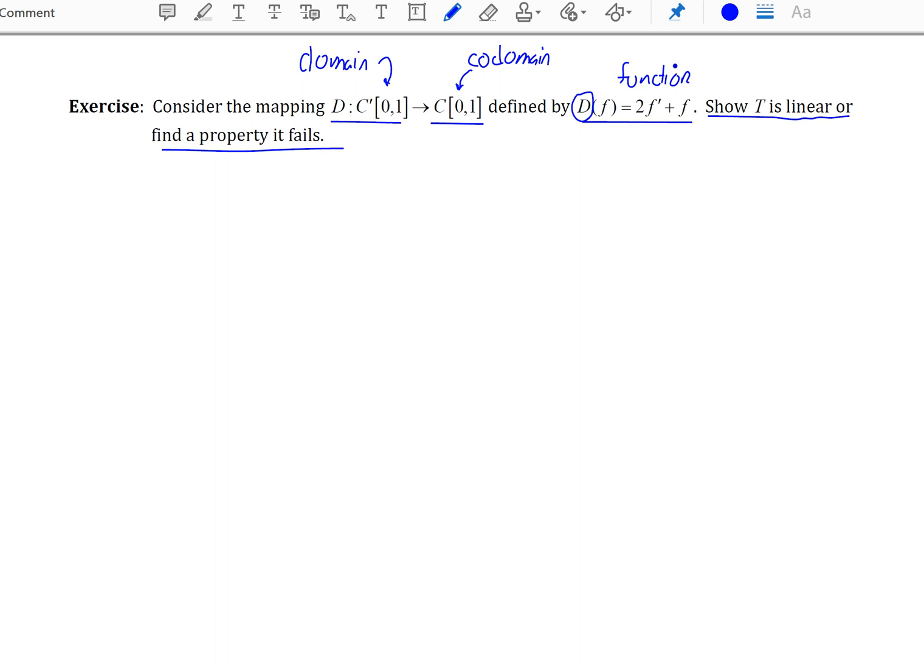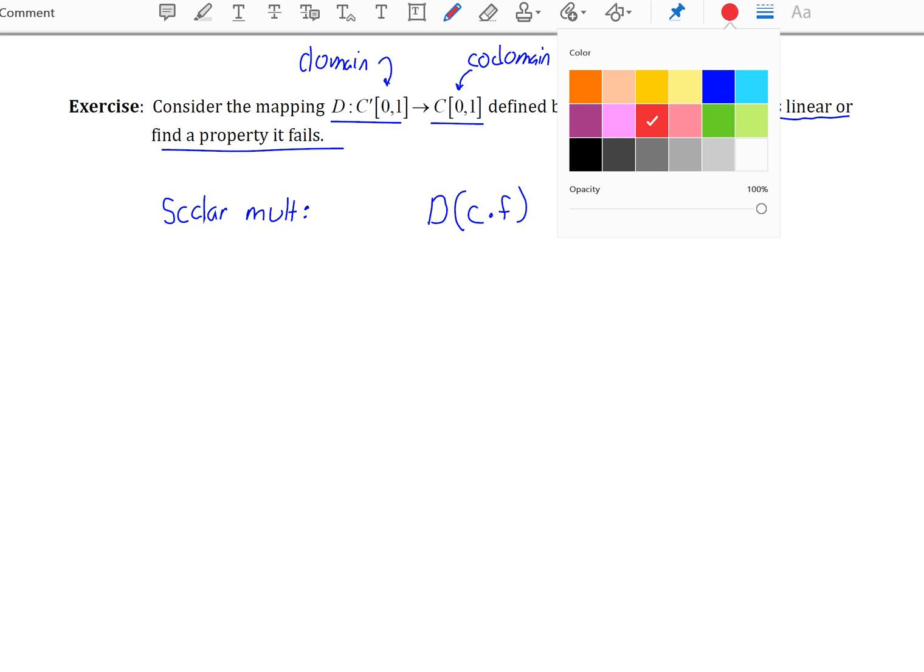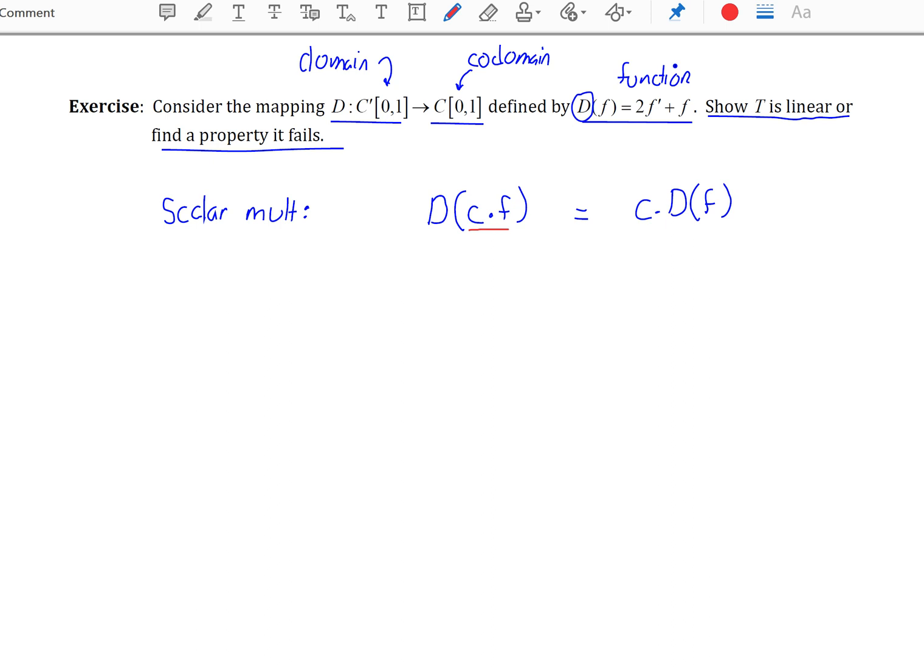Again, I like going in the same order every time I do these, so I will always start with checking the property of scalar multiplication first. And so what we're trying to show here is that D of a scaled version of some function in our domain is going to equal a scaled version of D of a function in our domain. So now let's apply D to what this input is. Notice that what D does is it takes some function, multiplies its derivative by 2, and then adds it to the original function. But here our input is not just f, it's cf.